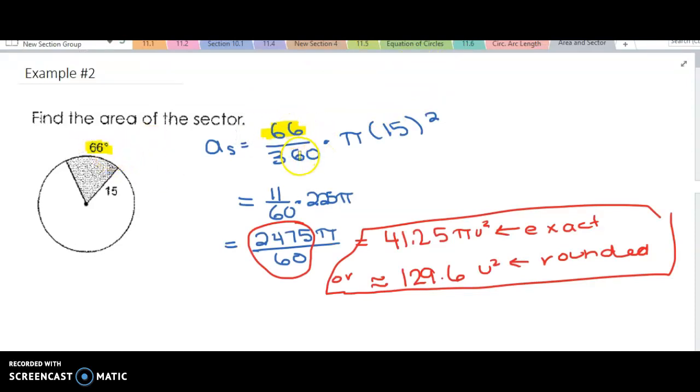All right, so you should have set it up. The arc measure is 66 over 360 times pi times the radius, which is 15 squared. Okay, so 66 over 360 reduces to 11 over 60. And then when I multiply the 225 by 11, I get 2475 over 60. And if I plug that into my calculator, guys, that's just 41.25. Okay, so your exact answer would be 41.25 pi. Or if you plug it in to your calculator and get the rounded answer, you'd get 129.6.